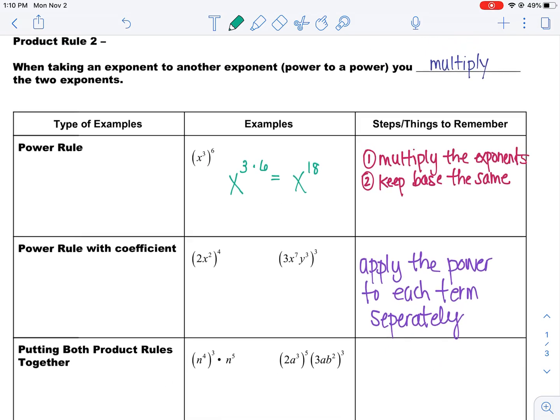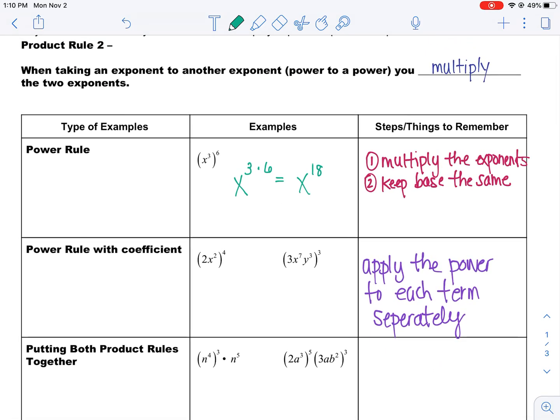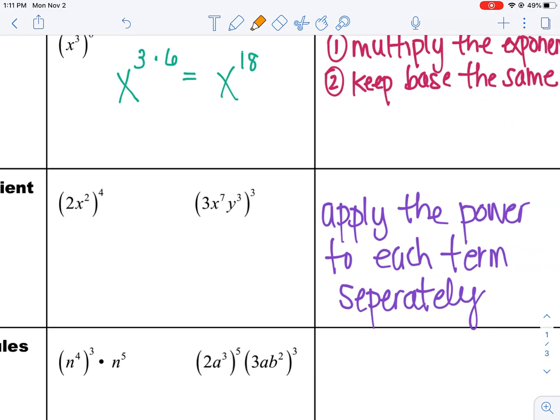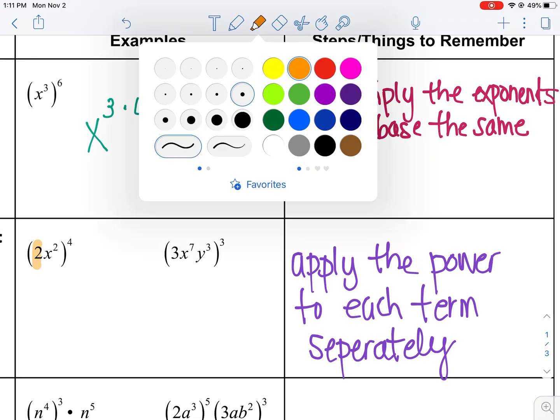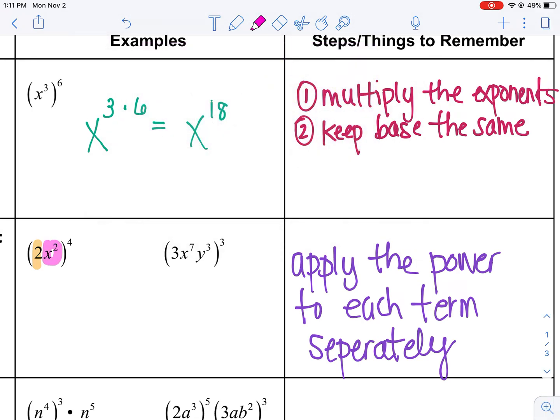Now in the next example, this is a power rule with a coefficient. Remember, and I know we've talked about this a lot lately, you're only applying things to each term separately. So if you want to write yourself that thing to remember, apply the power to each term separately. And I am going to take a minute here to talk about each of the terms within the parentheses of these examples. So in the first example, there is one term of 2 and a second term of x squared.